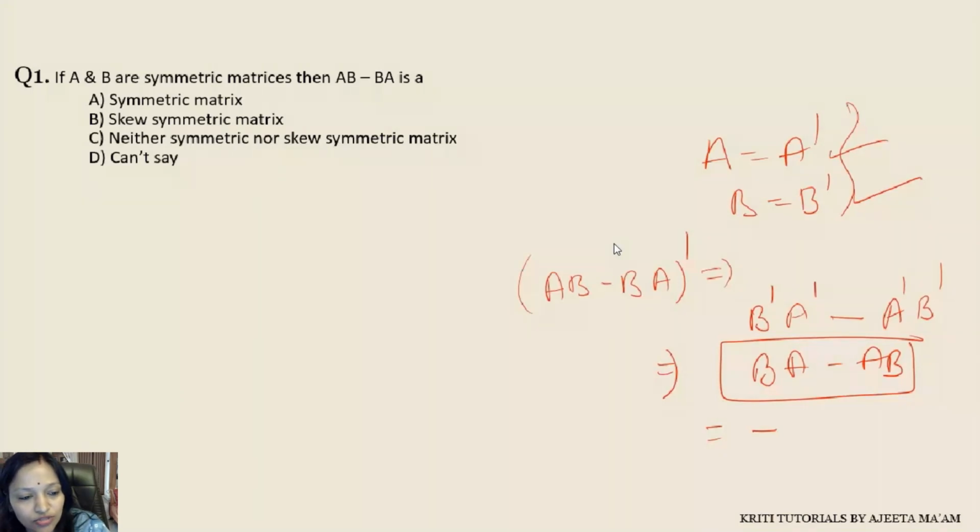So what will be the answer? Now tell me. So AB minus BA transpose is equal to what? BA minus AB. So what do you have here? If I take common, you have AB minus BA. Correct? So now what will be the answer? Yes, it will be a skew symmetric matrix, right? So that will be your final answer. Because in skew symmetric matrix, the transpose of the matrix is equal to its negation. So the answer is skew symmetric matrix. Now let's move on to the next.